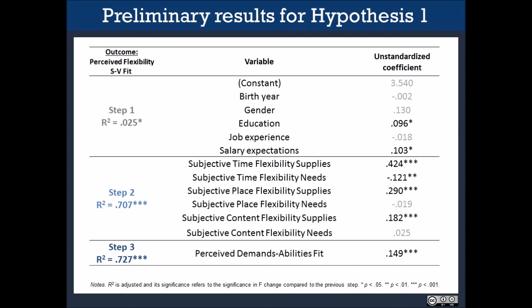Now, if I add, as a control, the perceived demands-abilities fit as a proxy of the extent to which the job is relevant to the individual, if the job corresponds to their skills, this jumps to a 72, 73% prediction. So I would say this is quite promising. This is not the algorithm yet, but it shows promise, at least for hypothesis one, because it shows that I might be able to predict perceived fit from the supplies and needs.